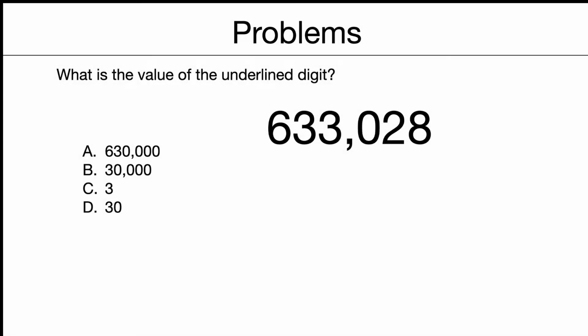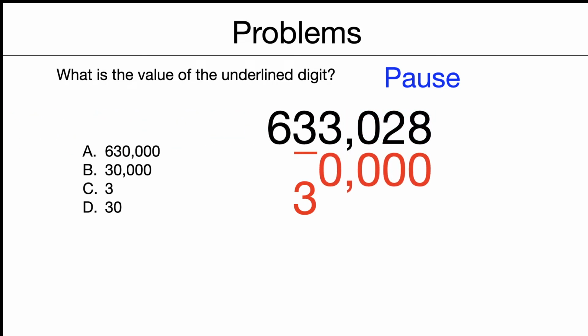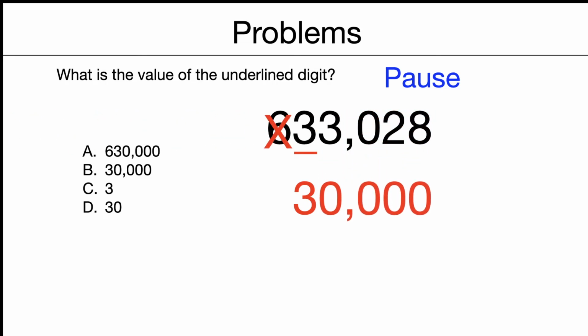Okay, let's solve some problems. What is the value of the underlined digit? So we got that first. We can pause if you like. Okay, let's see. So using our steps, we keep the 3, turn everything after it into zeros, and we get rid of the 6. Well, that was easy. So our answer is 30,000.